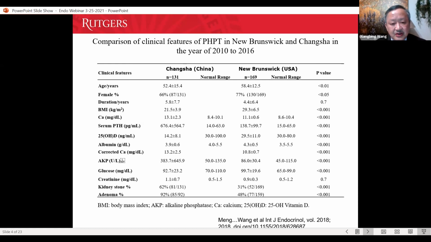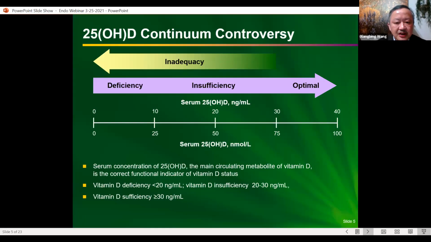I also reviewed a lot of papers on primary hyperparathyroidism from India, Brazil, or even Russia, and they still have more symptomatic patients. So we're talking about vitamin D deficiency. Now we see it continues to be controversial.